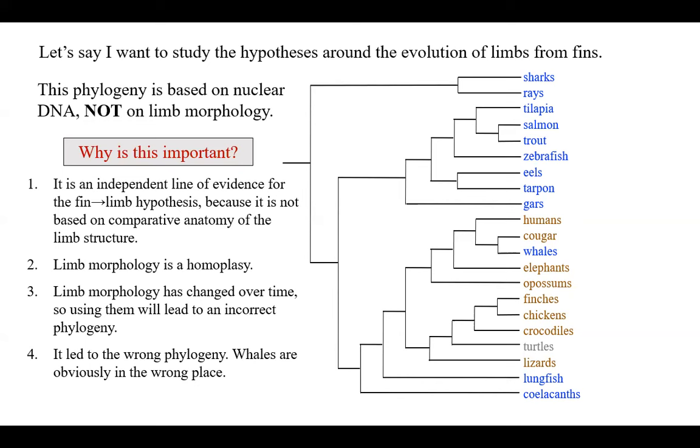You definitely could make a phylogeny based on comparative limbs and fins and get an idea of the evolution of these animals. And it might not necessarily be wrong, but then you've got to be really careful because some of these features, how do you know if they're inherited and they're the same, or they're the same, but they come from different ancestors? That can be hard to pull apart. DNA is like an independent line of evidence.